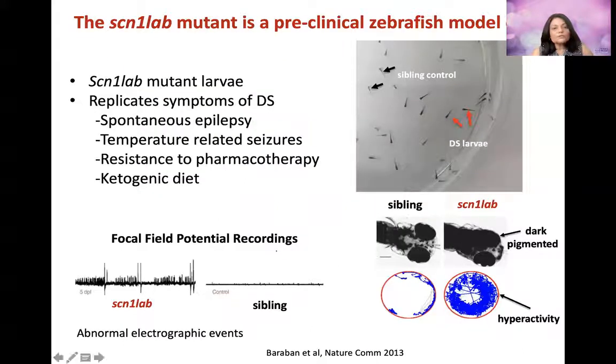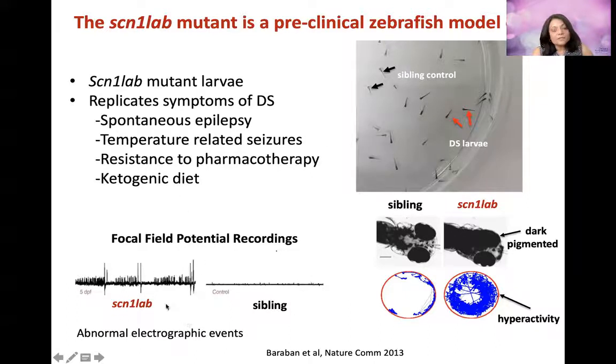So we chose to study the scn1lab mutant of Dravet syndrome, which is a very useful preclinical zebrafish model developed by the Baraban lab. This is a natural mutant in which one of the genes for the sodium channel in the zebrafish has been mutated, and it replicates the symptoms of Dravet syndrome in that there's spontaneous epilepsy, temperature dependence of seizures, resistance to the standard pharmacotherapy that the kids have, and sensitivity to ketogenic substrates.